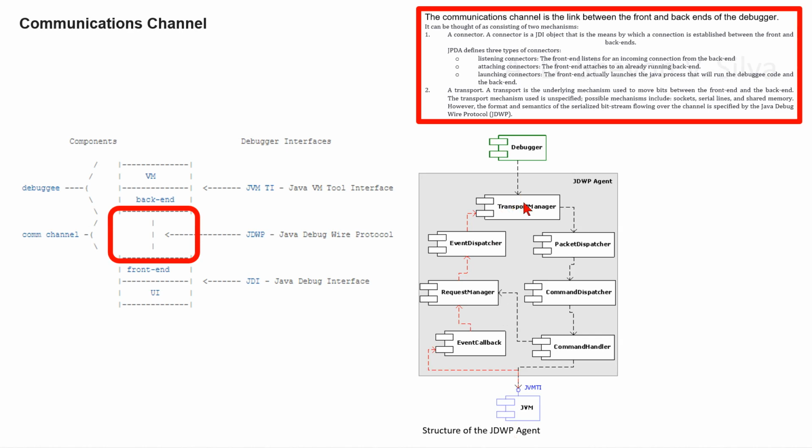packets. The packet dispatcher thread, the packet dispatcher reads incoming commands, wraps them and transfers them to the command dispatcher to find the appropriate command handler. These handlers actually execute commands and then send reply packets to the debugger via the transport manager.